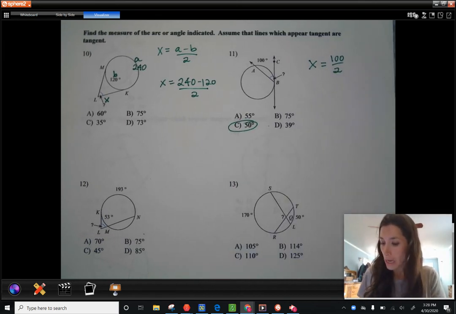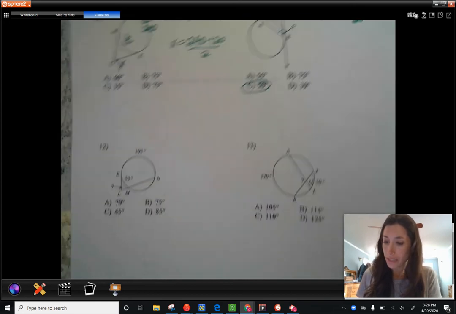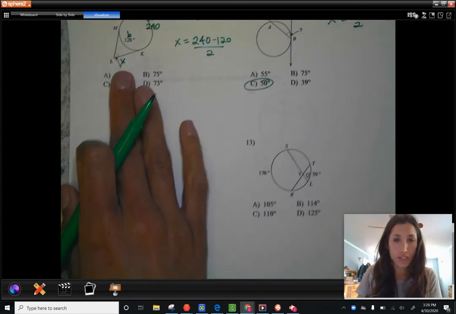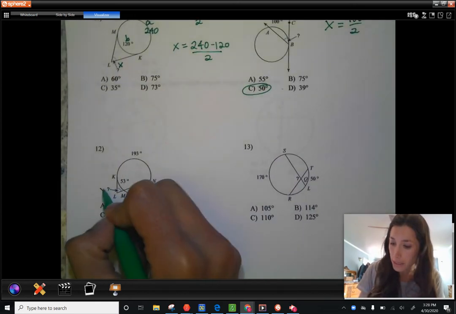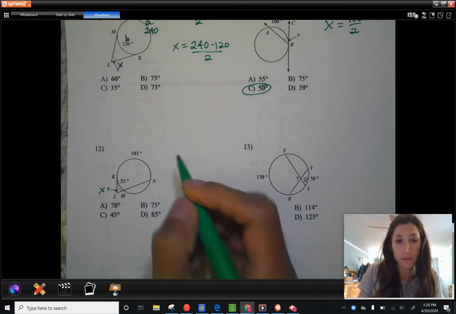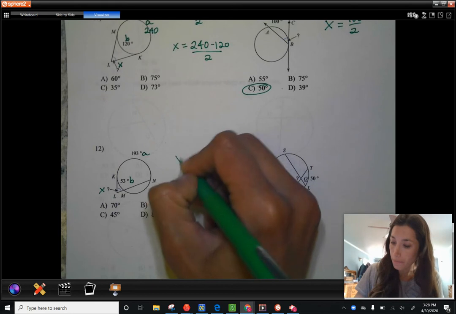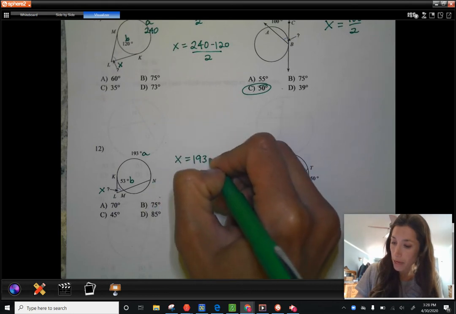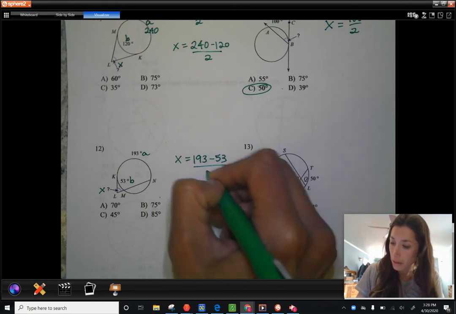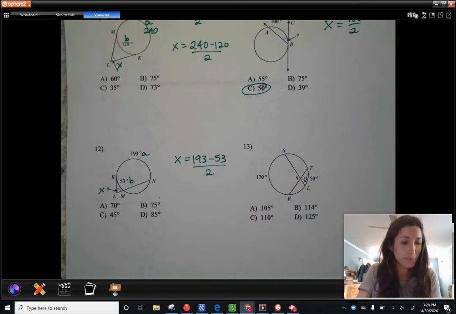Okay. Question 12 is set up just like we have question 10. So here is the x, the angle on the outside that we're solving for. We can call this the A, this the B. So it'd be 193 minus 53, all divided by 2.